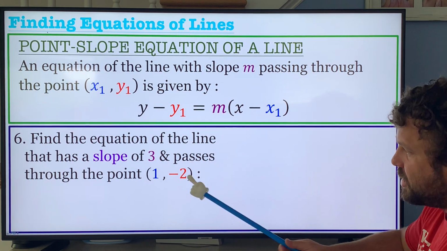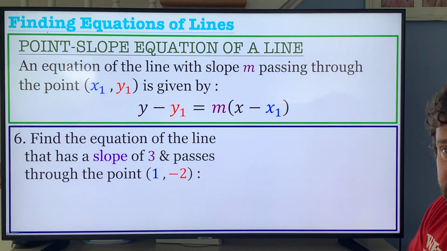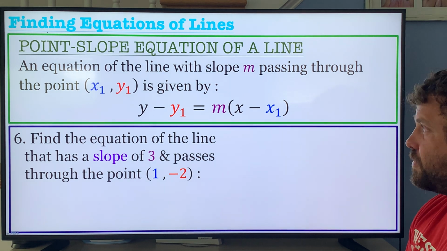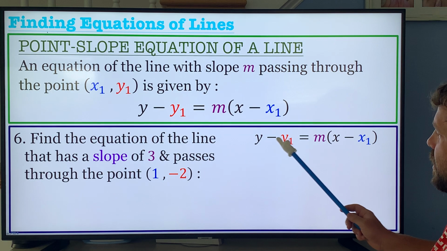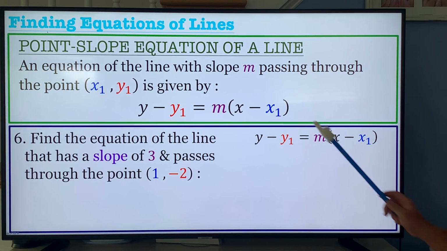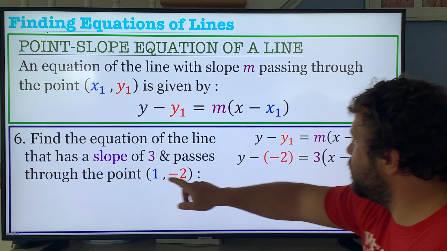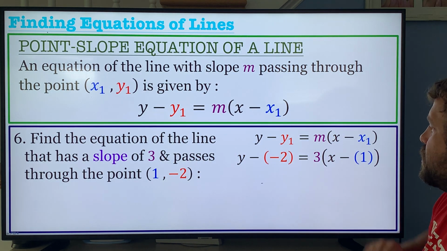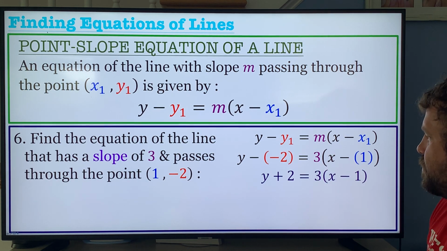So let's find the equation that has a slope of 3 and passes through the point 1, negative 2. Plug it in there, see if you can get an answer. And put it in y-intercept form. So y minus y1 equals m times x minus x1, right? Negative 2, 1, 3. So y minus negative 2 is y plus 2, equals 3 times x minus 1.